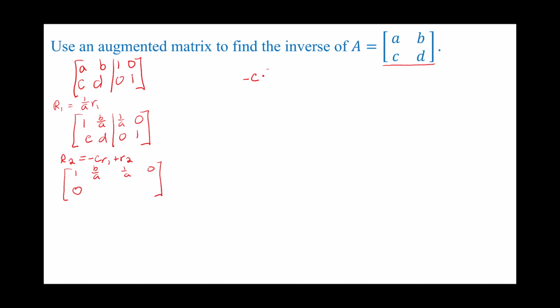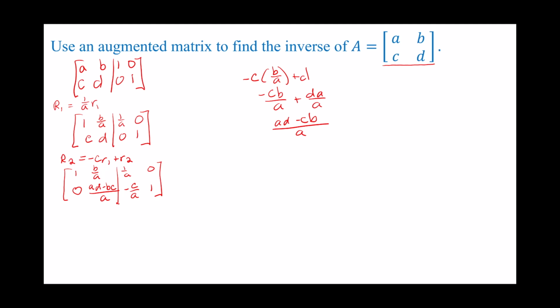Next I have negative C times B over A plus D. So negative CB over A plus, to find a common denominator, DA over A. So I have AD minus CB, if I switch the order here, over A. So this is AD minus BC over A. Then negative C times 1 over A plus 0, so negative C over A. And then negative C times 0 plus 1 is still 1.